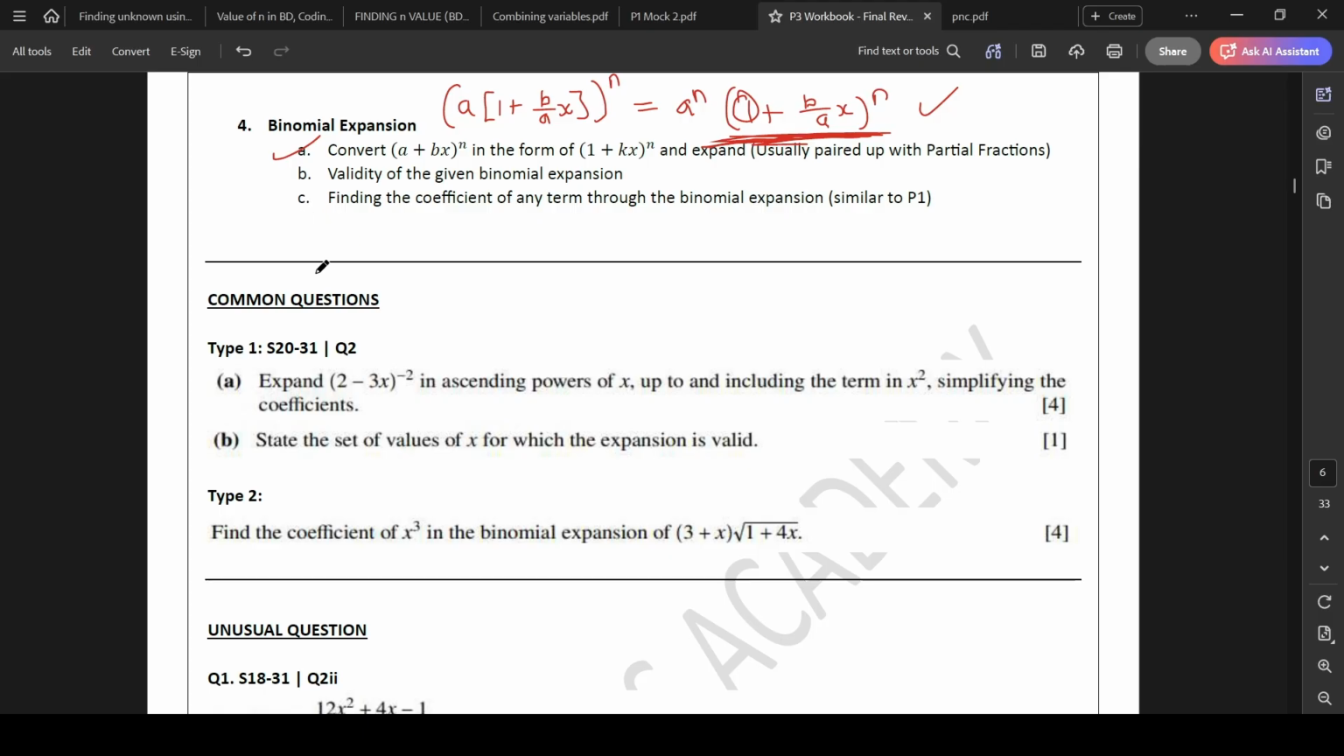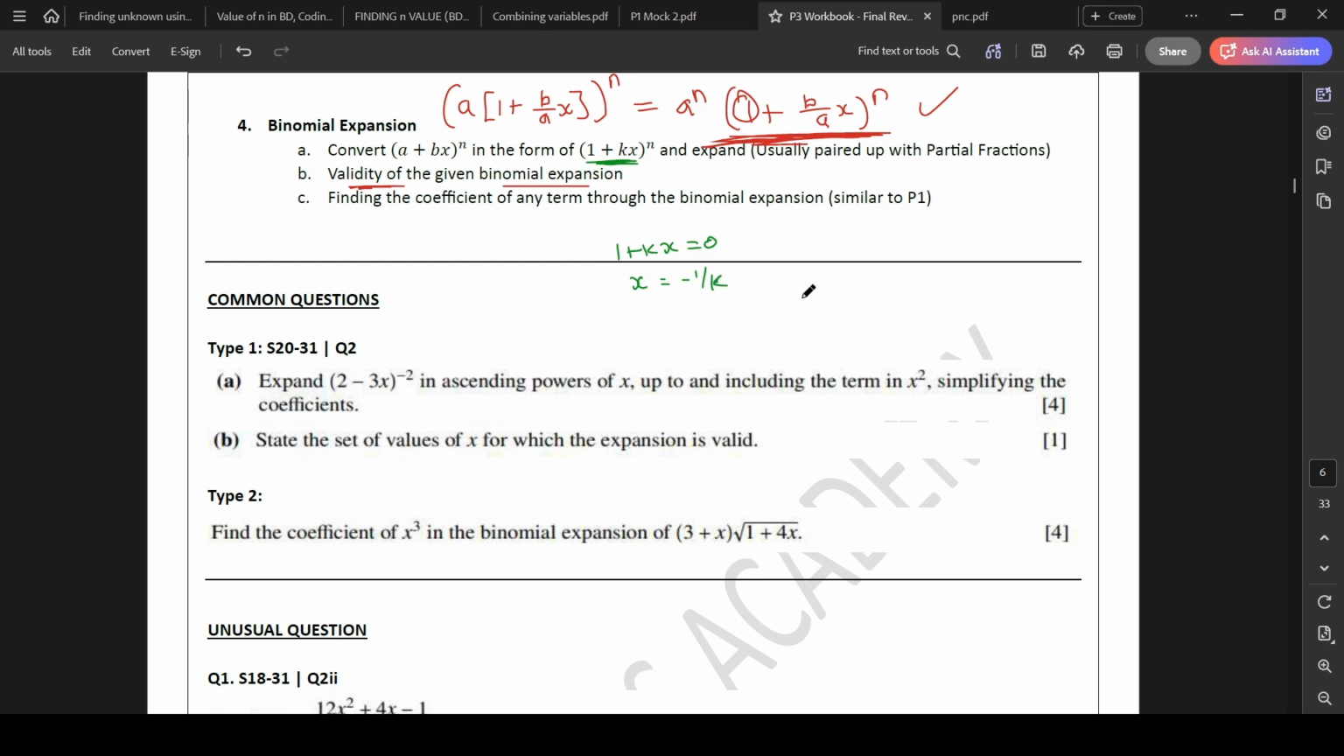If I talk about the second key pointer, we talk about the validity of the given binomial expansion. This is also something that you have seen in P1, but not extremely. But in P3, it's a very common type of question that you get. And how do you solve this? You say that 1 plus kx is equal to 0. Whatever is the term inside the bracket, you say that that is equal to 0 and make x the subject of the formula. So in this case, it will become minus 1 over k.